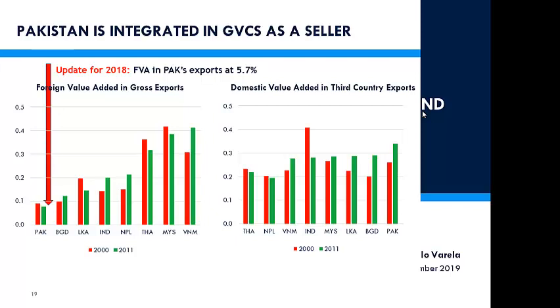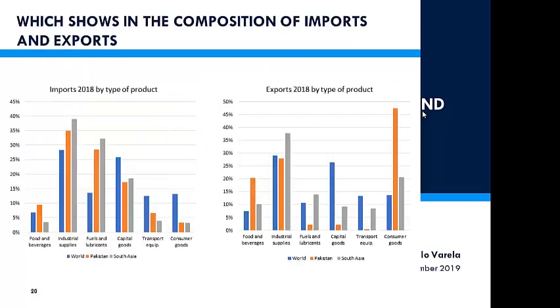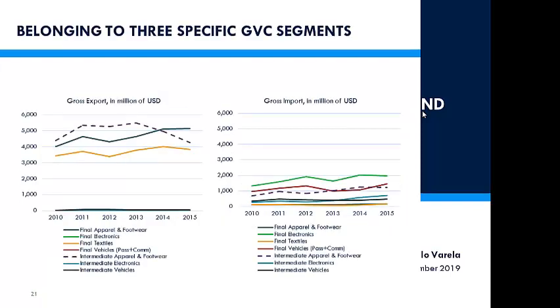Where you have more is more domestic value added in third country exports, and part of that is the fact that Pakistan exports a lot of textiles, yarn, and synthetic fibers, and also some agricultural products that get embedded into other countries' exports. It shows also in the composition of imports and exports, right? So, as I was mentioning before, most of the imports are industrial supplies, fuels, and capital goods. Most of the exports are consumer goods or industrial supplies.